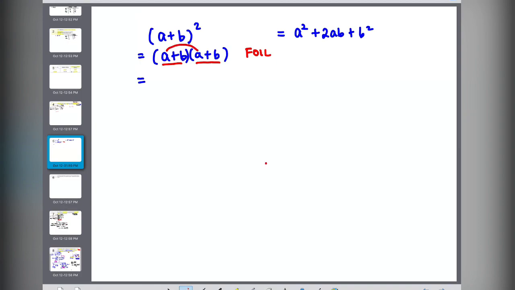The front, a times a is a squared. O is the outside, a times b is ab. And then the inside, which is b times a, we're still going to put ab. We put it in alphabetical order as much as we could. L is the last, meaning b times b, which is b squared. Collect your like terms. ab plus ab, that's why I'm able to say that is a squared plus 2ab plus b squared. People find this lesson hard because they forgot their math. But once we review it, hopefully you remember, it will come back to you.